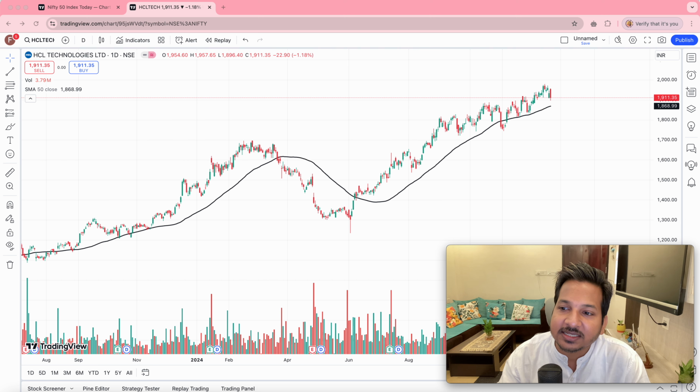So price is above that 50-day SMA, means you should ride it. Okay, when it goes down, you stop investing or trading in this.